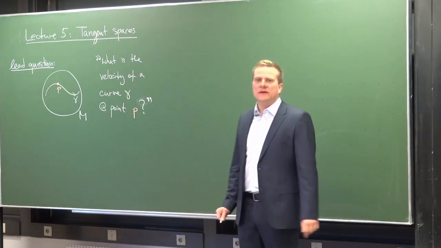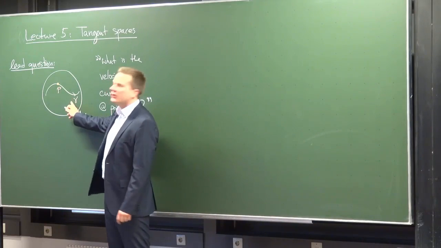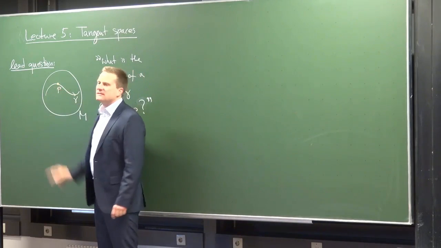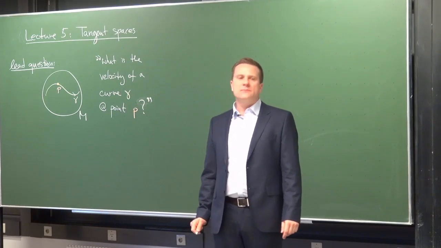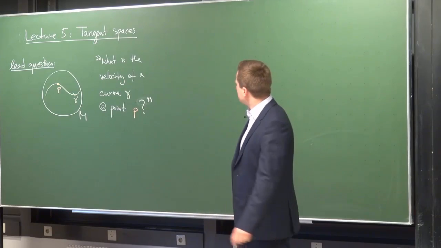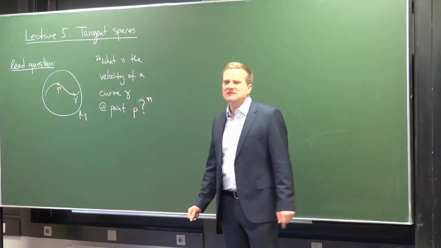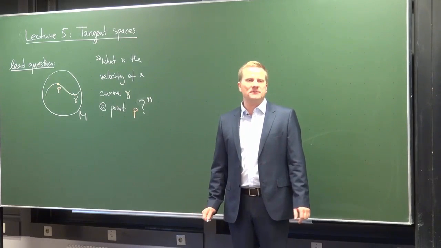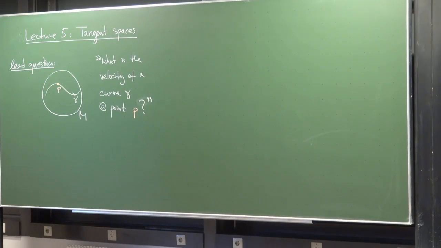And there is a lead question. The lead question is the following. On a manifold, if you consider a curve, what is the velocity of that curve at the point P? Now this is velocity and not speed. Later on we will meet speed, but speed cannot be defined before a so-called metric is defined on a manifold. That will come later.